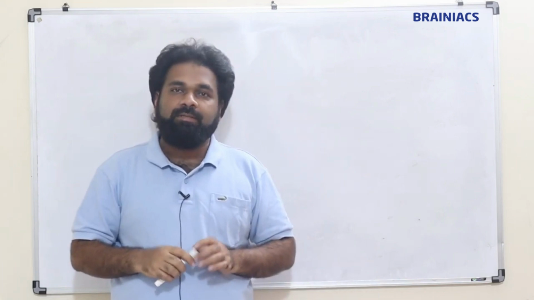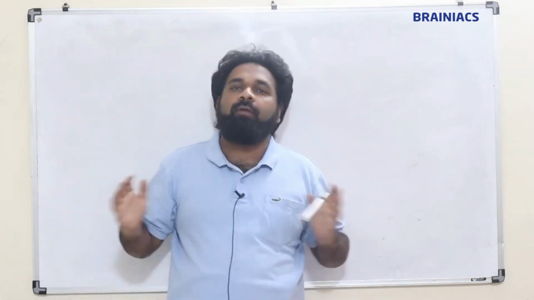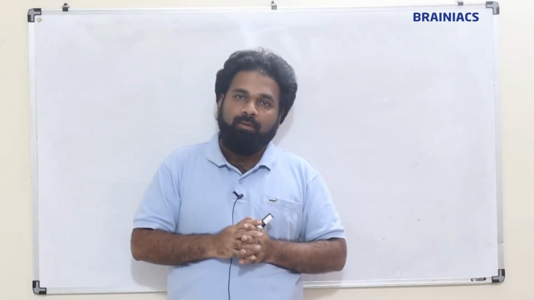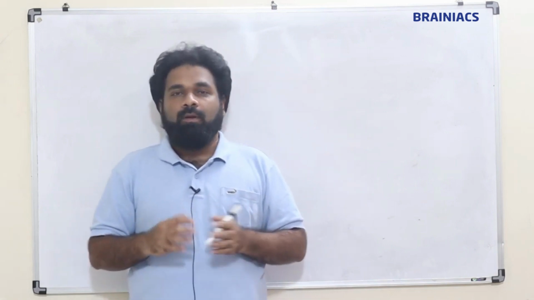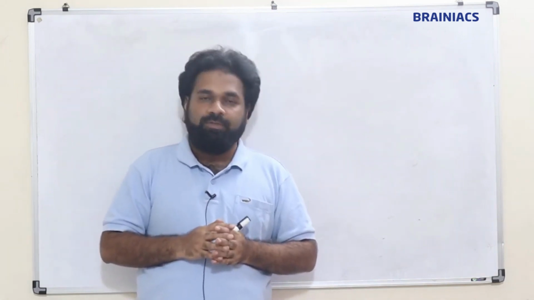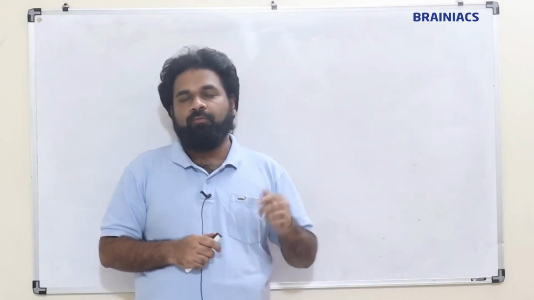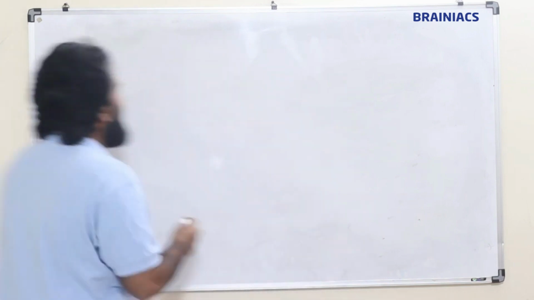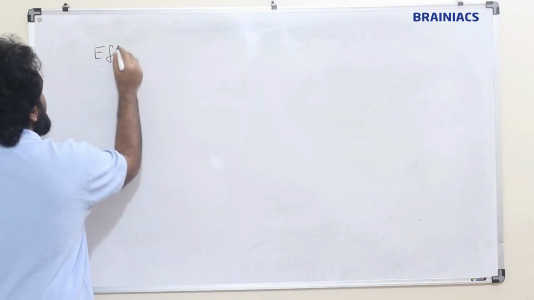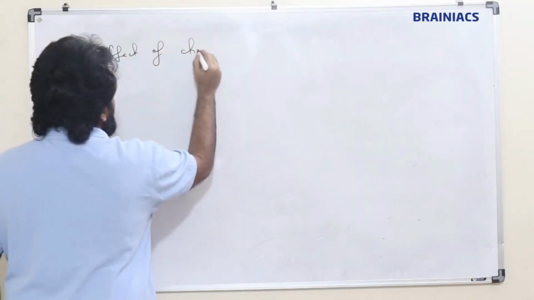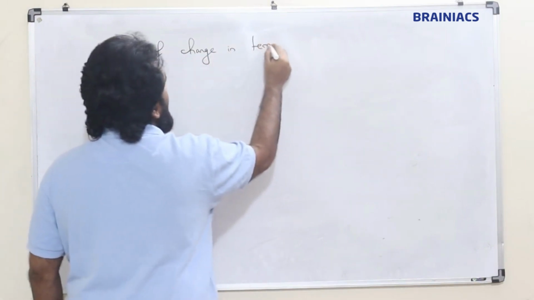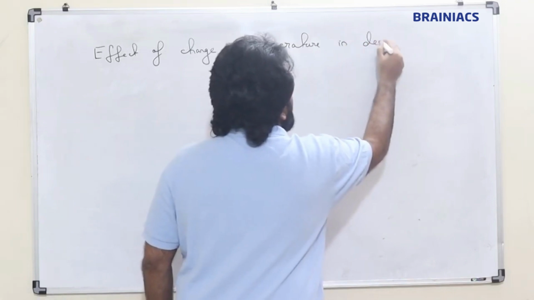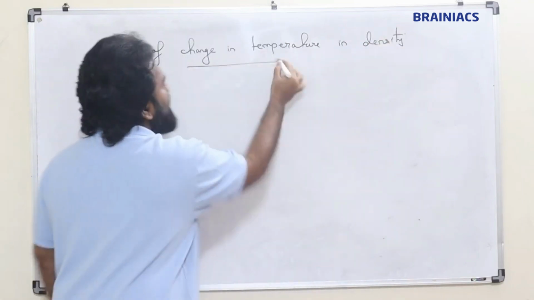Next thing which we need to see is, we know length will change, area will change, volume will change, and mass, what will happen to mass? Mass will be the same. Whether we increase the temperature or decrease the temperature, mass will be constant. So mass is equal to volume into density. So if volume is increasing, density should decrease. If volume is decreasing, density should increase. So we will see the effect of change in temperature on density.